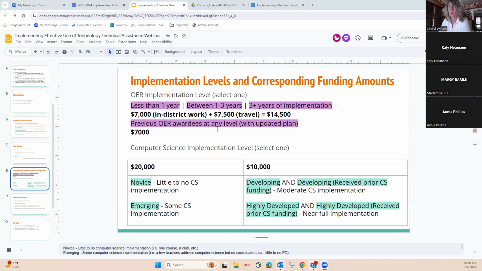Previous OER awardees can apply for the $7,000, and you're allowed 3 funding cycles, and I can go over that a little bit more later. You're allowed 3 funding cycles to receive these funds. And so if you've already applied, you would apply at the $7,000 level.